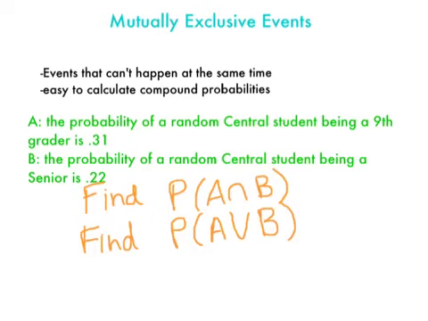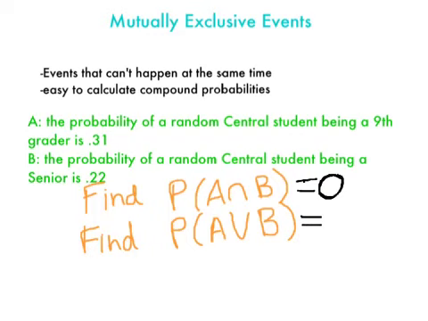Well, the nice thing about mutually exclusive probabilities is that the probability of being both mutually exclusive events is always the same. Can you imagine what that would be? Think. What's the probability that you're both in ninth grade and in 12th grade? It's impossible, so the probability is 0. That's the case with all mutually exclusive events.